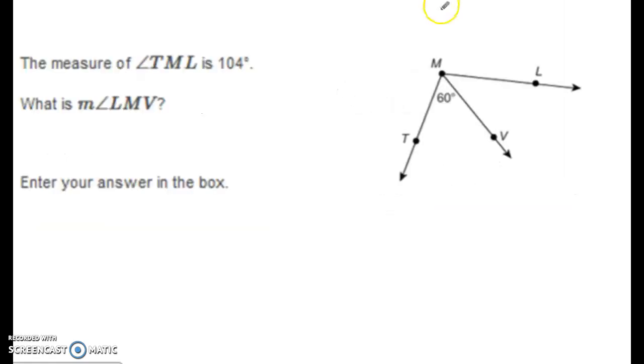Alright, the next one. The measure of angle TML is 104 degrees. What is the measure of angle LMV? Alright, so let me trace out what we have. So T to M to L. This entire angle here has to be 104.